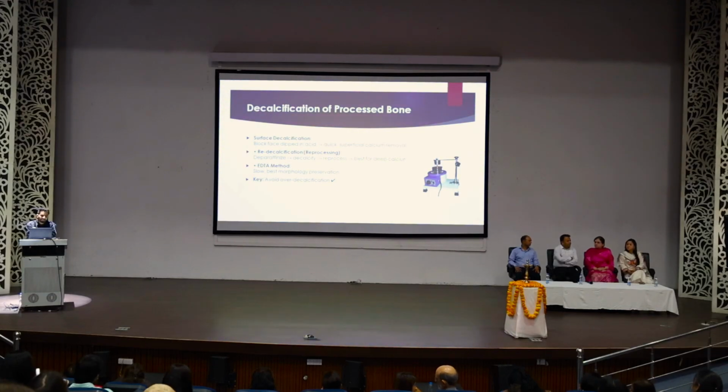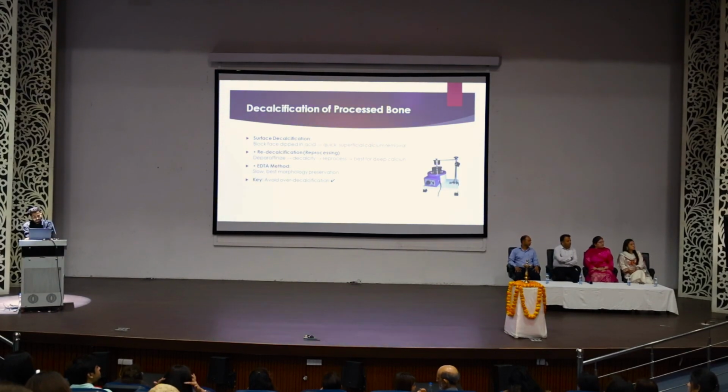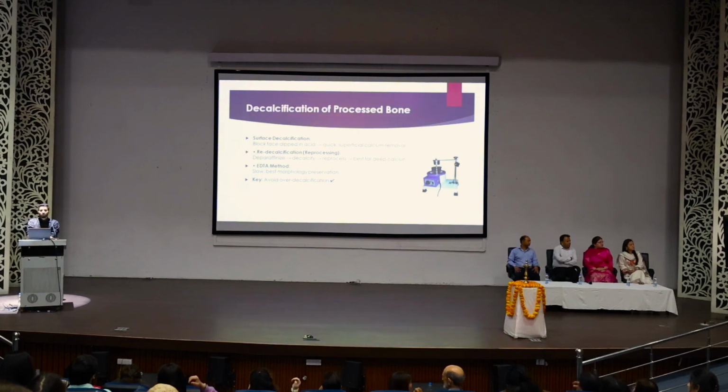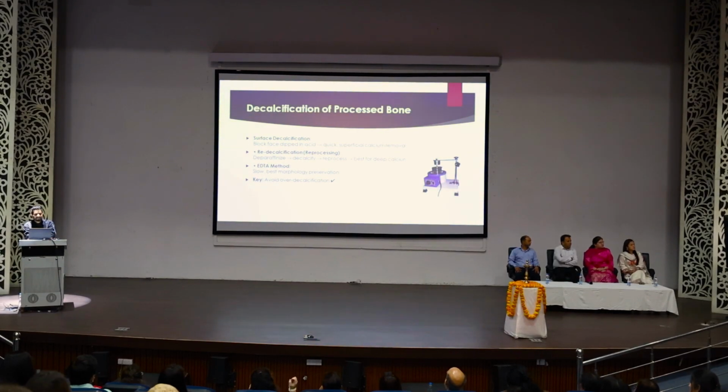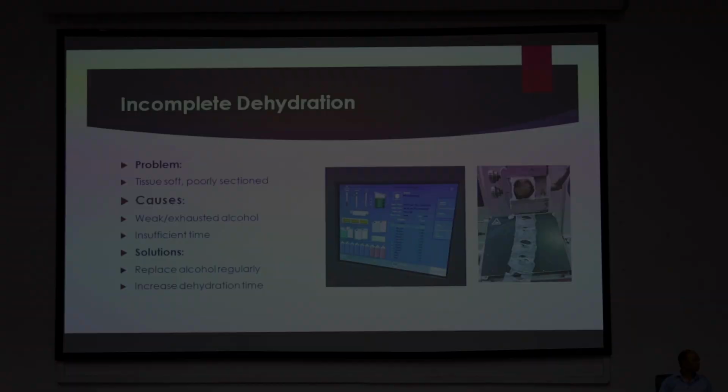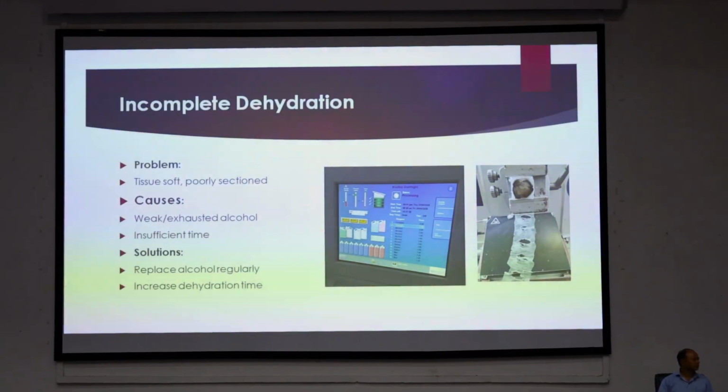For this, there is another process, re-decalcification and reprocessing. In this, we first deparaffinize the block using xylene and then put it in alcohol for hydration. After hydrating it, we put it in decalcifying fluid and then reprocess it, and after that we can easily cut it. There is another method called the EDTA method.